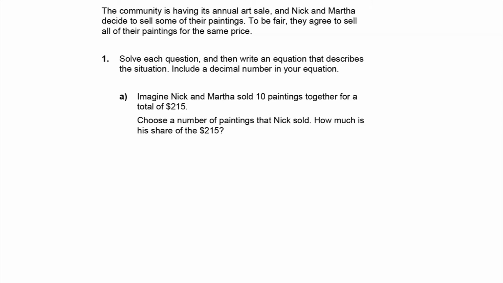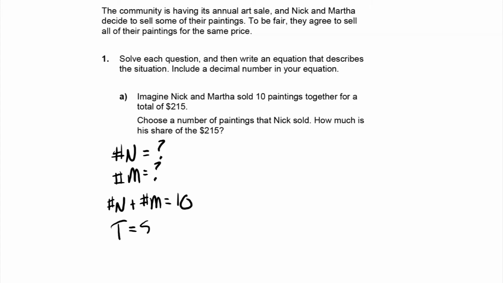So if we think about this, we've got the number of paintings sold by Nick, and we don't know that number. We've got the number of paintings sold by Martha, and we don't know that number either. We do know that the number of paintings sold by Nick plus the number sold by Martha are equal to 10. And we know that the total price is $215.